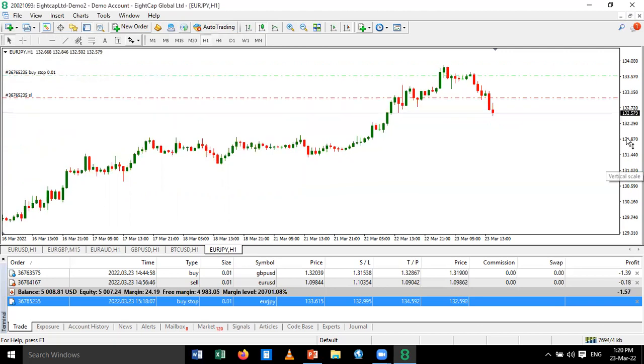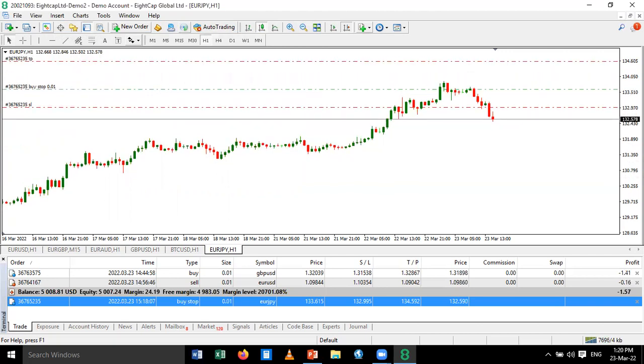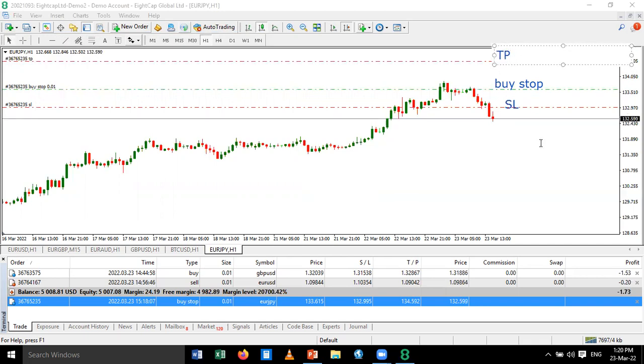With this, I place the pending order. Buy stop. Buy stop is placing a pending buy order above current market price, which I've just done. Buy stop. Stop loss below, take profit above.